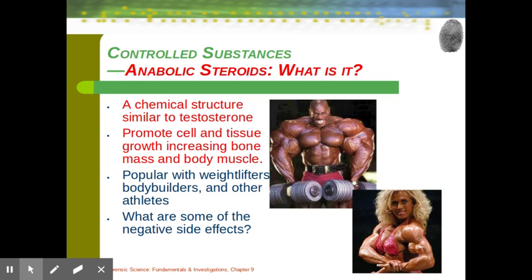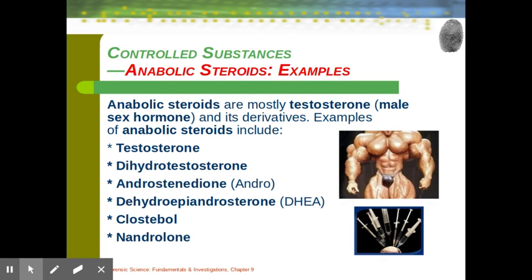And then we have anabolic steroids. What is that, you might say? So it is basically like a testosterone that people take to promote cell and tissue growth. So it's going to increase bone mass and body muscle. Popular with weightlifters and athletes who want to gain muscle. The negative side effects, well, it makes all your muscles get bigger, including your heart, which can lead to premature death, so heart disease.